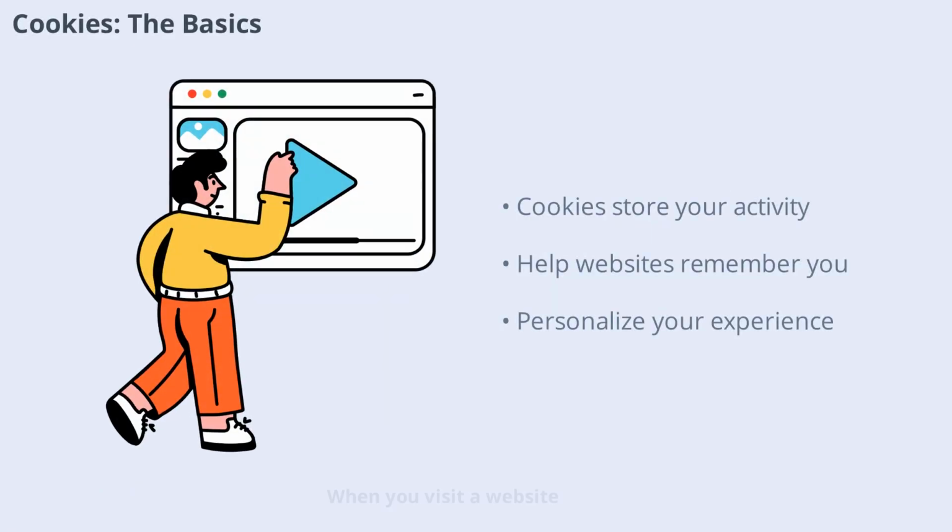When you visit a website, it often saves a tiny file on your device called a cookie. Think of cookies as little memory aids for websites. They help the site remember what you searched for, what you clicked on, and sometimes even your login details. Cookies are a standard part of how the internet works, making your browsing experience smoother and more personalized.